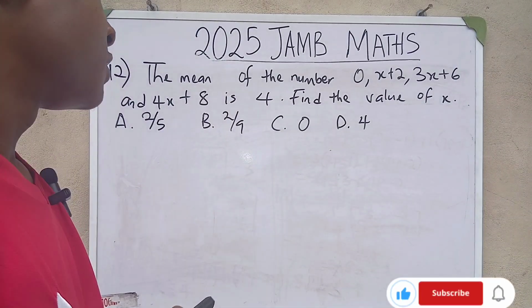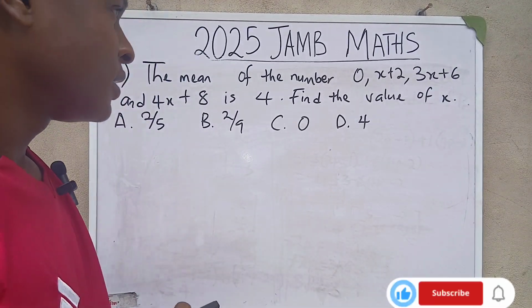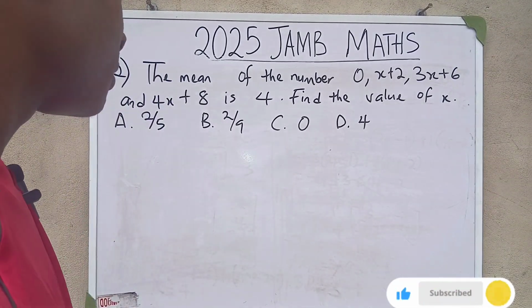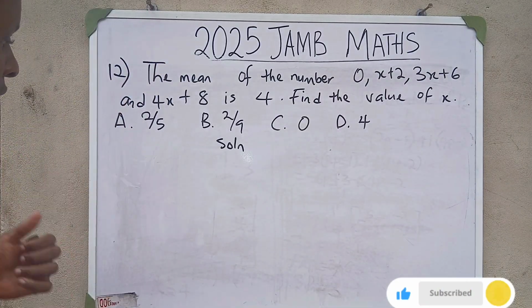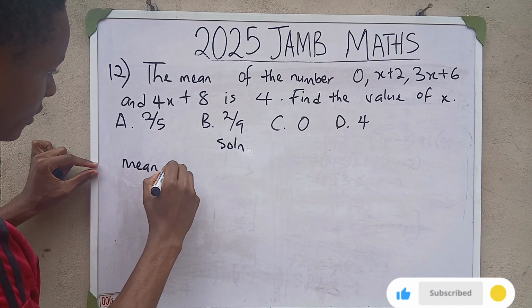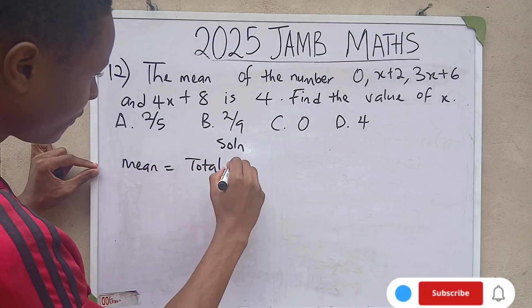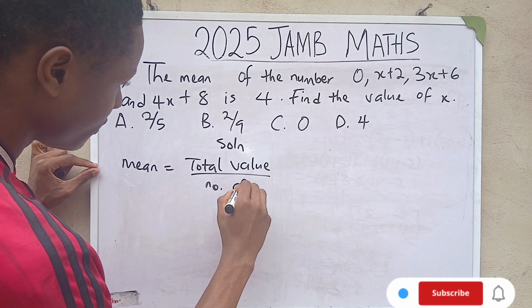So the next question says the mean of the numbers 0, x plus 2, 3x plus 6, and 4x plus 8 is 4. Find the value of x. When you are solving, mean is the total value over the number of values.